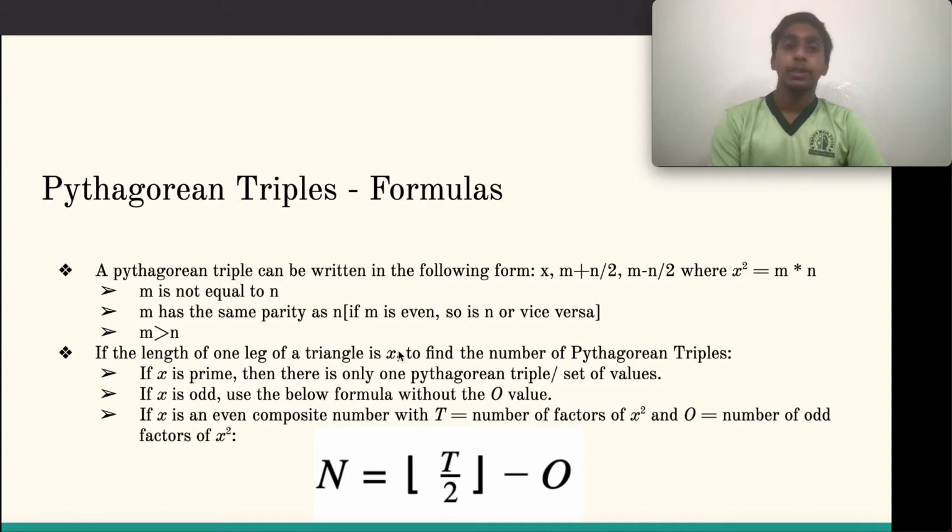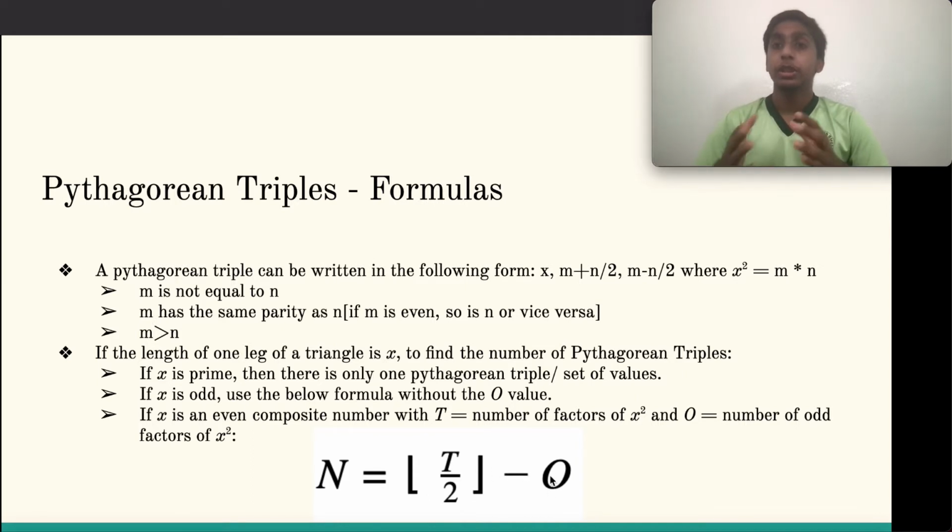So again, you know what x is. If you square that, the total number of factors, that's going to be your t. And O is going to be the number of odd factors out of these total factors. Then you can use the following formula. N, capital N. Capital N simply means a number of something. So here it represents the number of triples, is equal to the floor function of t over 2 minus O.